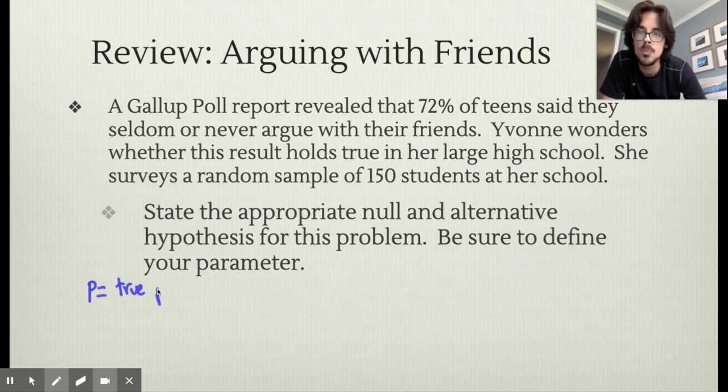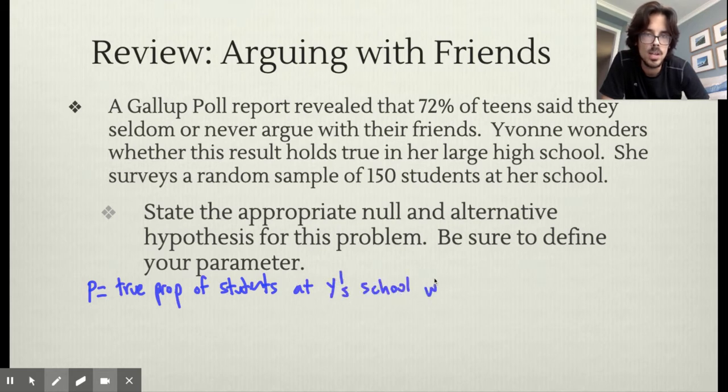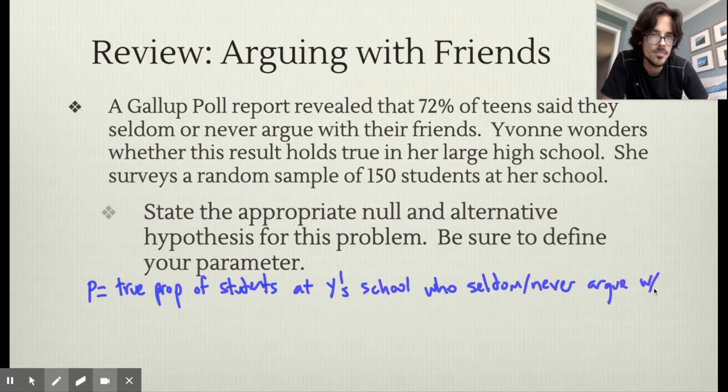which will be the true proportion of students at Yvonne's school who seldom or never argue with friends. And then we're going to establish our hypotheses for this problem.